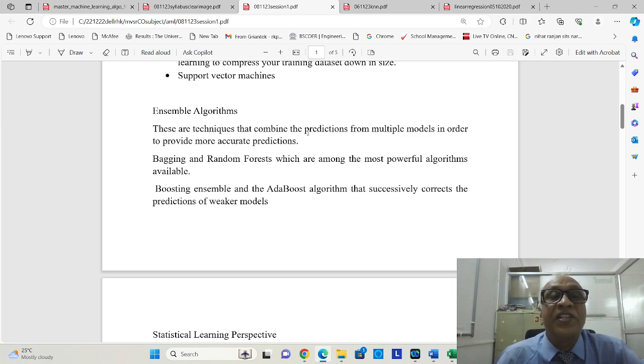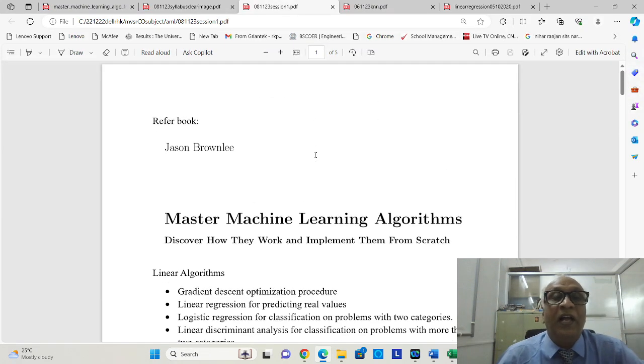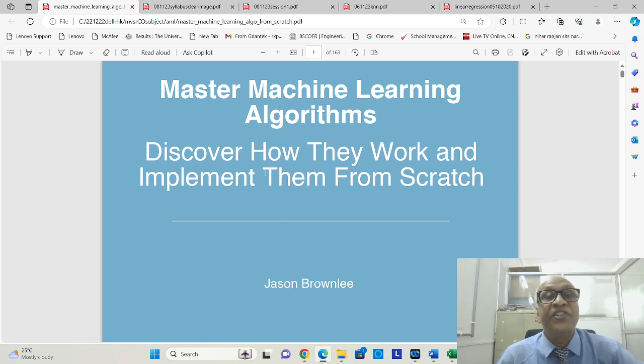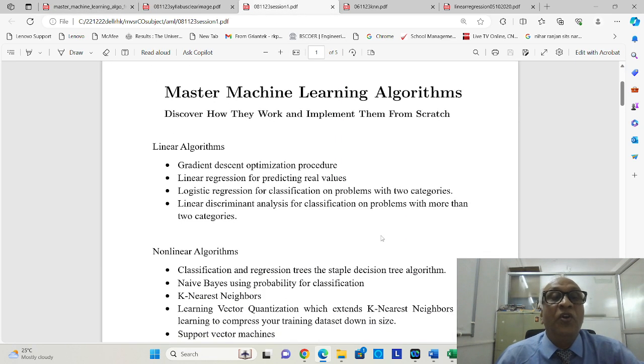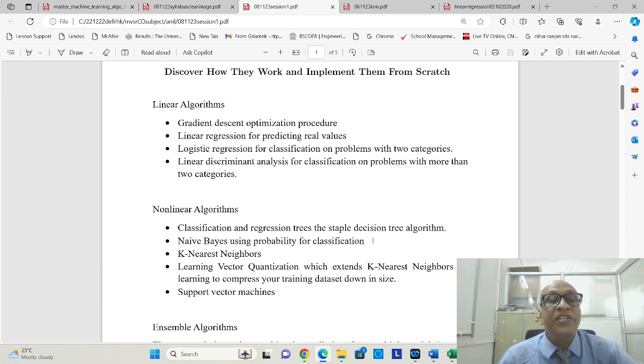So let us take a few basics, and we are referring to this book for today's session, Master Machine Learning Algorithms by Jason Brownlee. So a few basics we'll take. Here, as you can see, we are categorizing our machine learning algorithms as linear algorithms or non-linear algorithms.